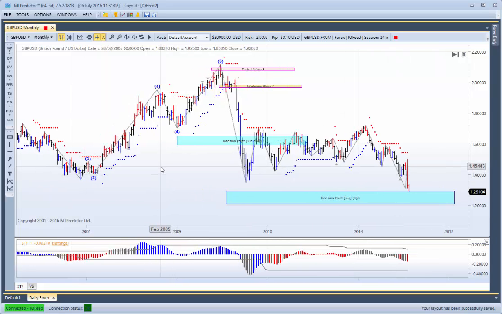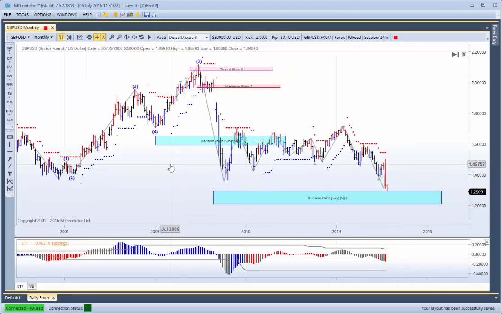But I thought that was a very interesting chart to share with you all, particularly as we had this lovely 5-wave sequence going up into here, and we then had the move down into the DP support off the start of that sequence, which was right back in June 2001. The Brexit vote has taken us into that major support level now. So a very interesting position on the British pound US dollar using MTPredictor.